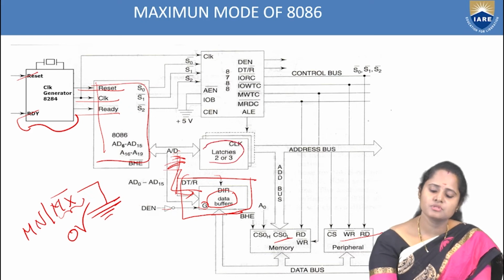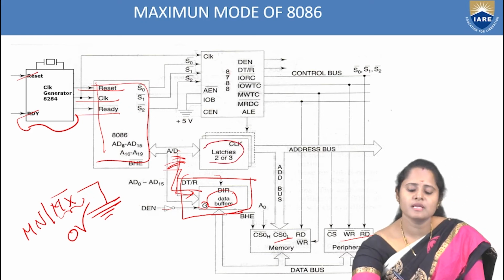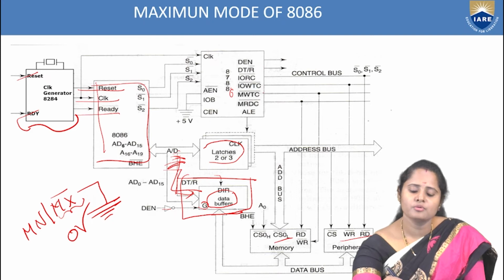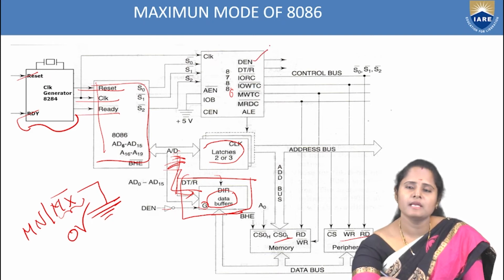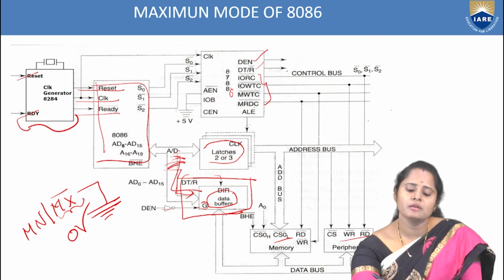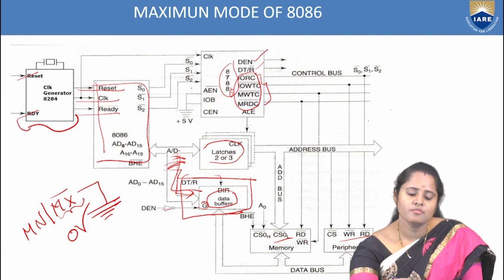And here we have latches, which are for storage purpose, and here we have a control device 8288, where this 8288 will control the signals according to the operation, whether I go for data enable, or DT by R bar, or input output read control, input output write control, memory write control, memory read control. Now to generate these control signals, we are using the 8288 as a system which is connected to 8086. So this gives you the control signals.